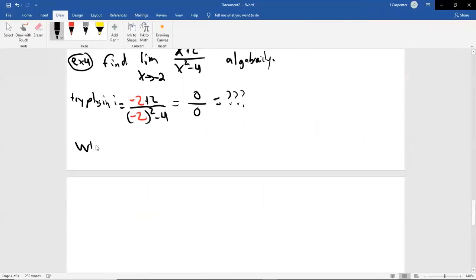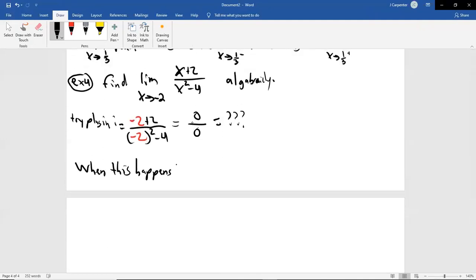When this happens, I can't type in this spot, unfortunately, but I want it on the same page. When this happens, try simplifying the original function. Often simplifying means to reduce.